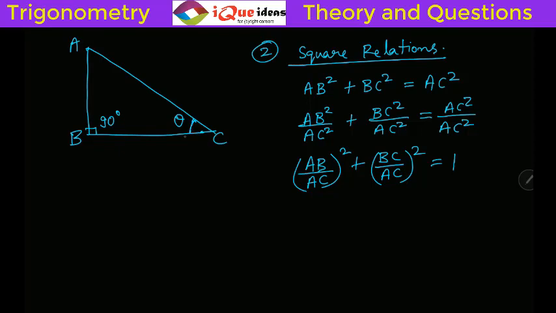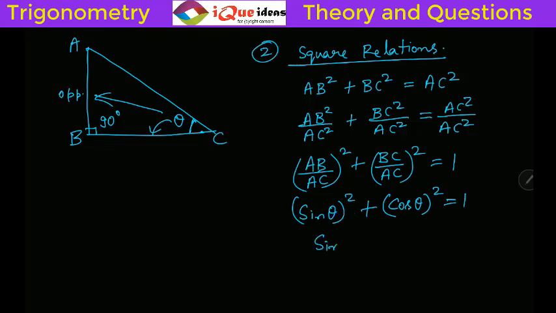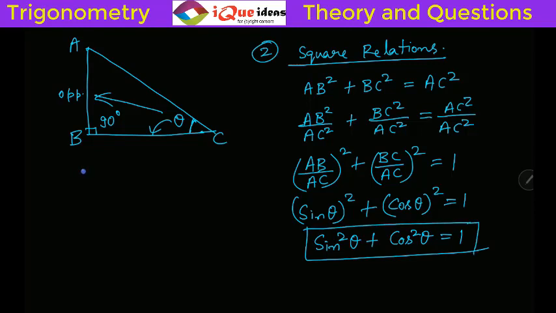Now look at this angle theta. For this angle theta, AB is the opposite side and AC is the hypotenuse. So that means opposite upon hypotenuse, which is sine. So AB upon AC can be written as sine theta square. Similarly, this BC side is adjacent for angle theta. So BC upon AC can be written as cos of theta square. This is equal to 1. And whenever you take a power of a trigonometric ratio, it will look like sine square theta plus cos square theta. Right? It is equal to 1. So one square relation is this. So I'll write it here. One square relation is sine square theta plus cos square theta equal to 1.